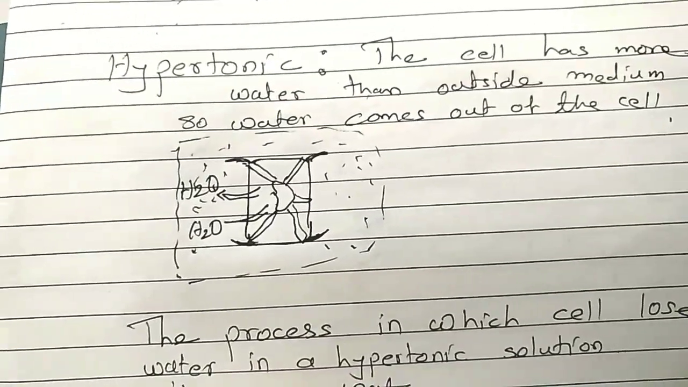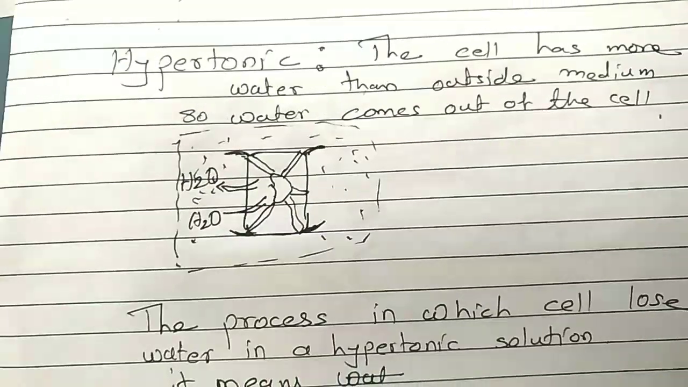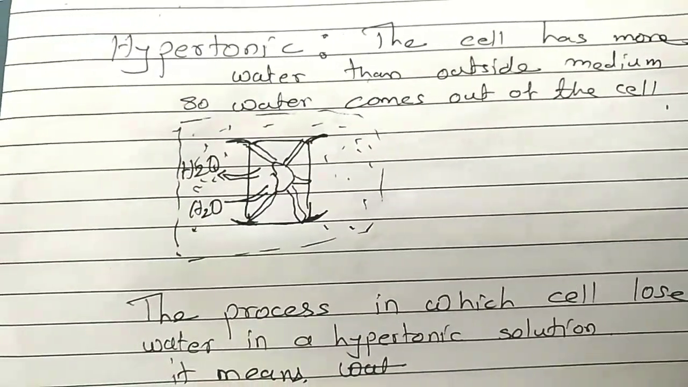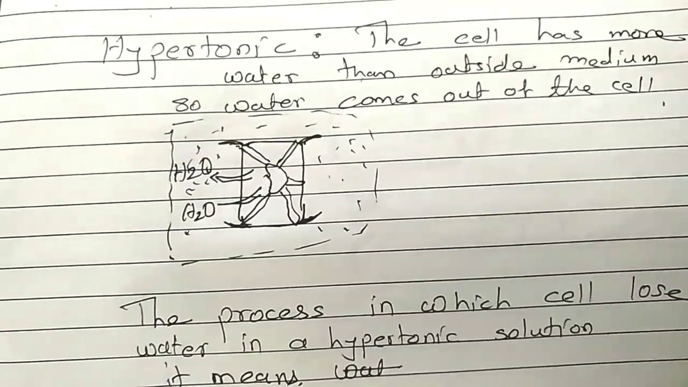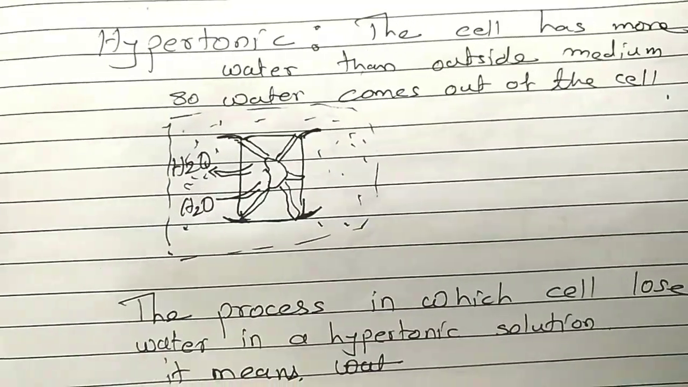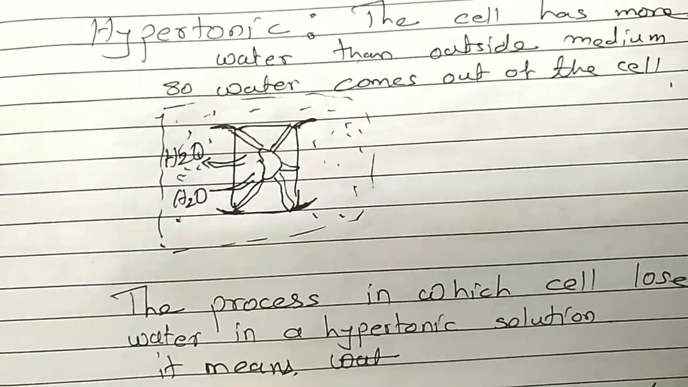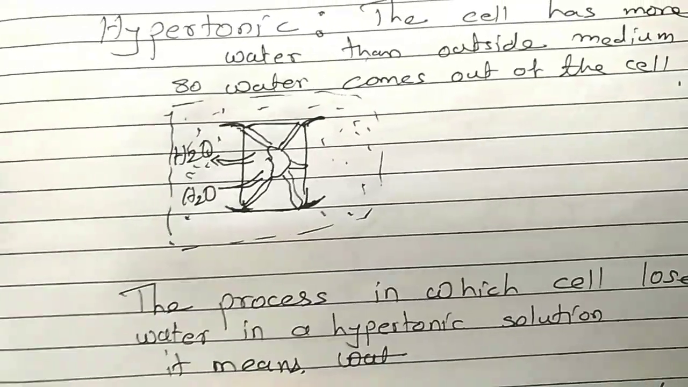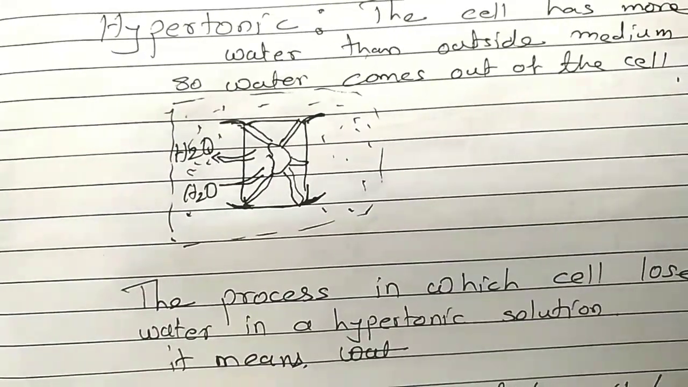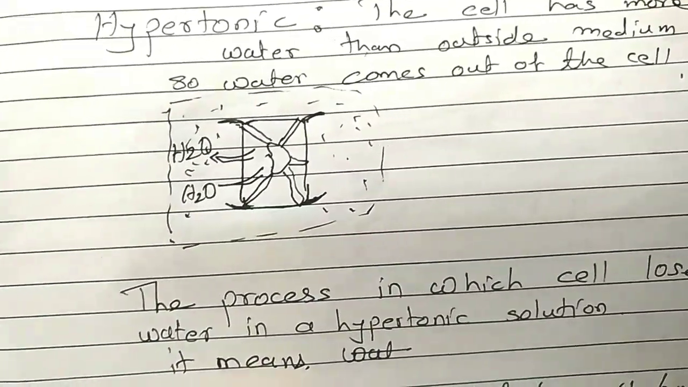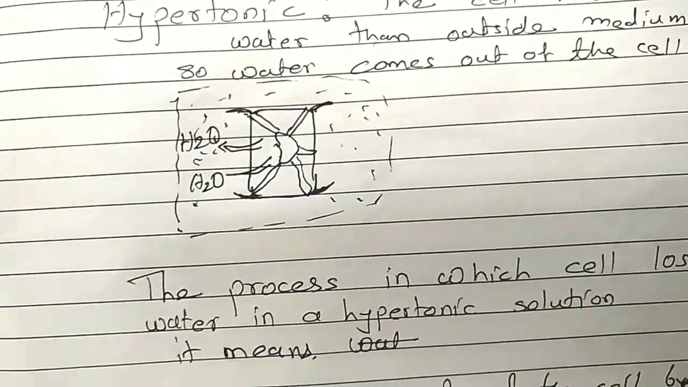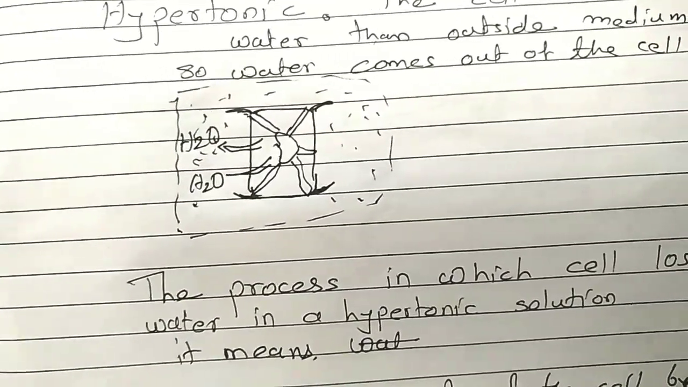While in hypertonic osmosis, the cell has more water than the outside medium. So the water comes out of the cell and the cell shrinks, means it becomes small in size. See here, the water is coming out of the cell. It means it is coming into the outer medium.